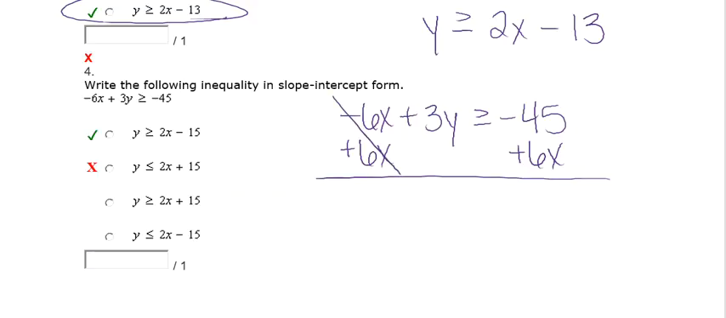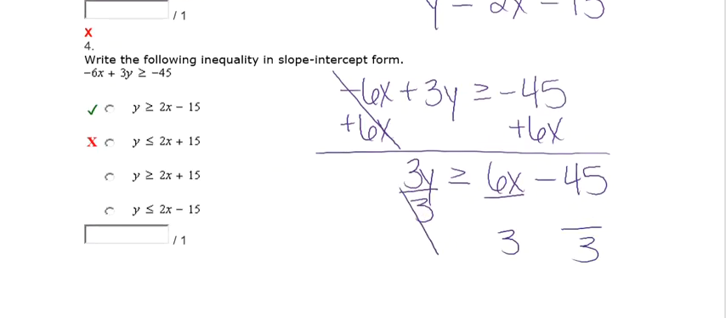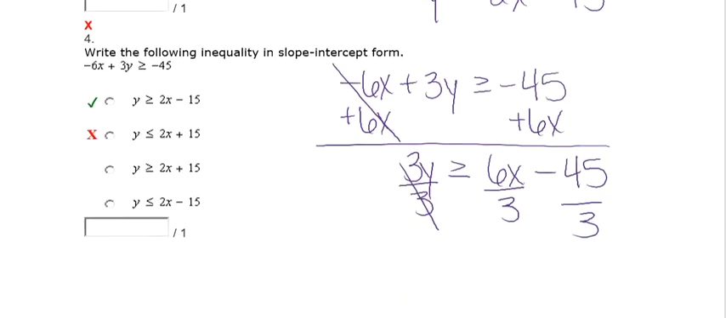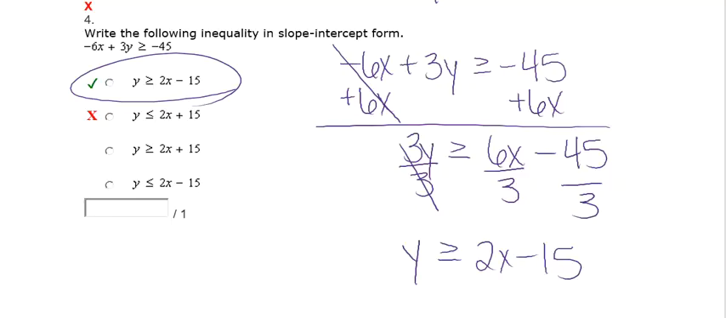Because it's negative, we do the opposite. We're going to bring down 3y is greater than or equal to, again, I'm going to squeeze that 6x term in front of that minus 45. Now everything gets divided by 3. We have to get that coefficient off of the y, so we undo multiplication by dividing, so we get y is greater than or equal to 2x minus 15. And that's the option here.